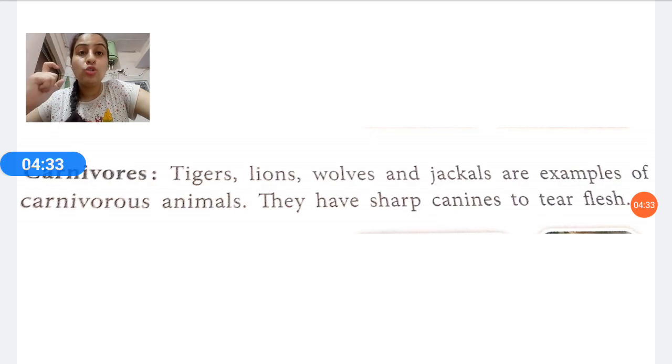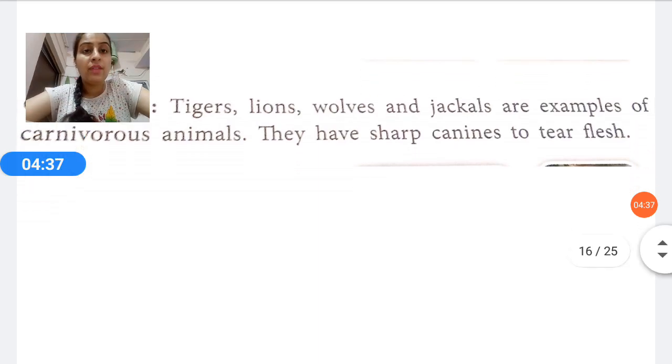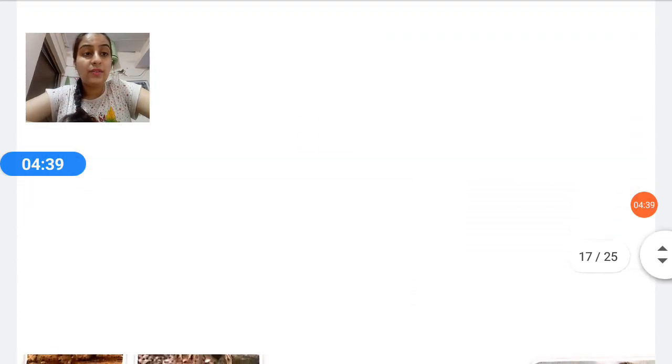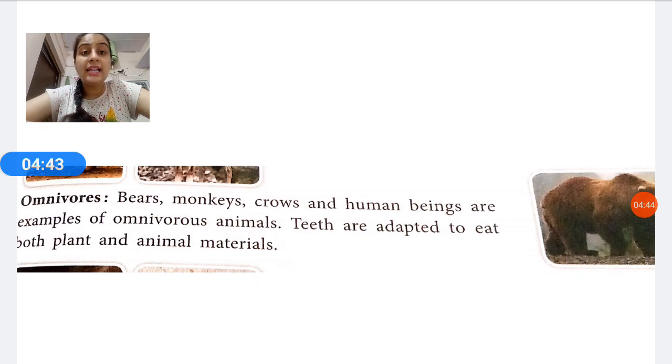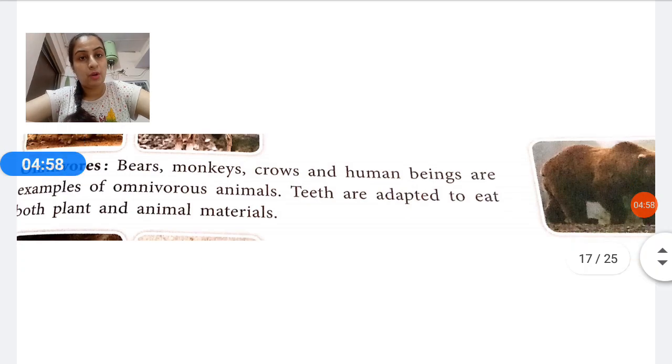Sharp होते हैं, so that they are able to tear the flesh of other animals. Okay. Next is carnivorous, which is completed. Now is omnivores. Bears, monkeys, crows and human beings are the example. Even human beings are examples of omnivorous animals. Teeth are adapted to eat both plant and animal material. They can eat plants also and they can eat animal materials also.